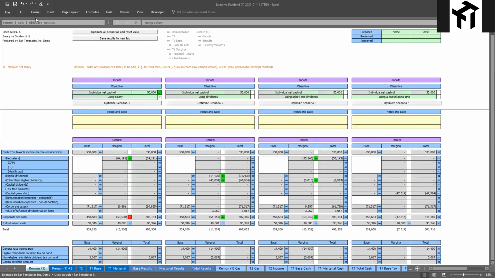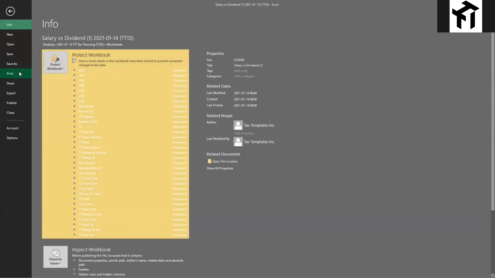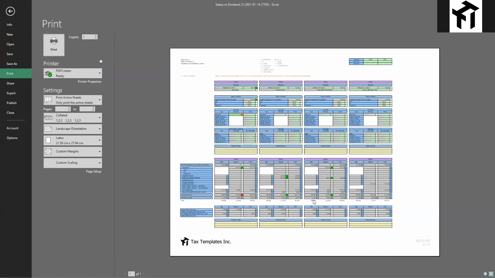Okay. And there's a question that came in about how to print different worksheets. Each one of them does have the print previews taken care of for us. So in this case, you'll see that it's all fitting nicely to one page. This is my TTI suite, so it does say Tax Templates Inc. at the bottom and has the TTI logo.